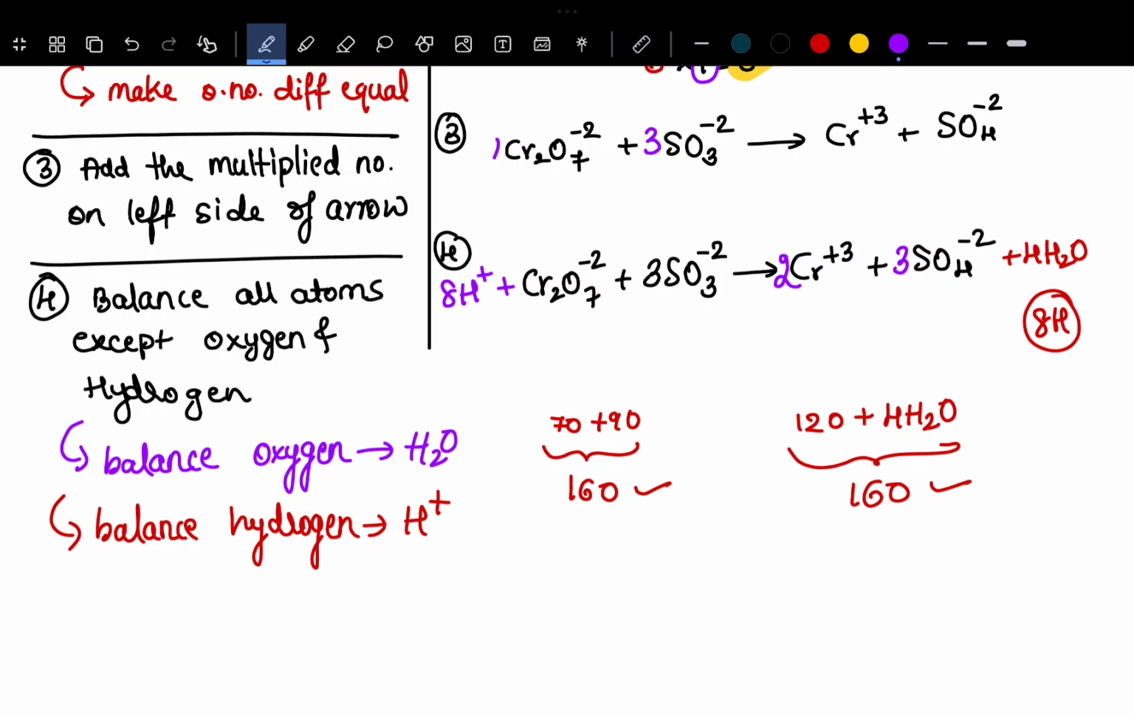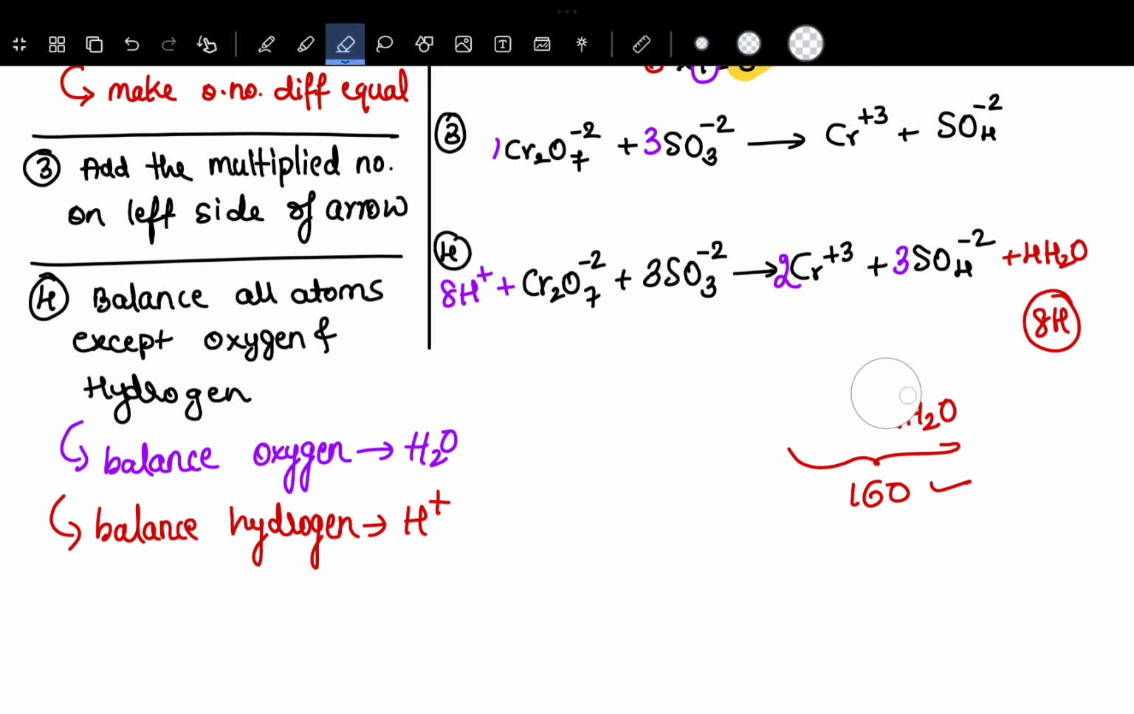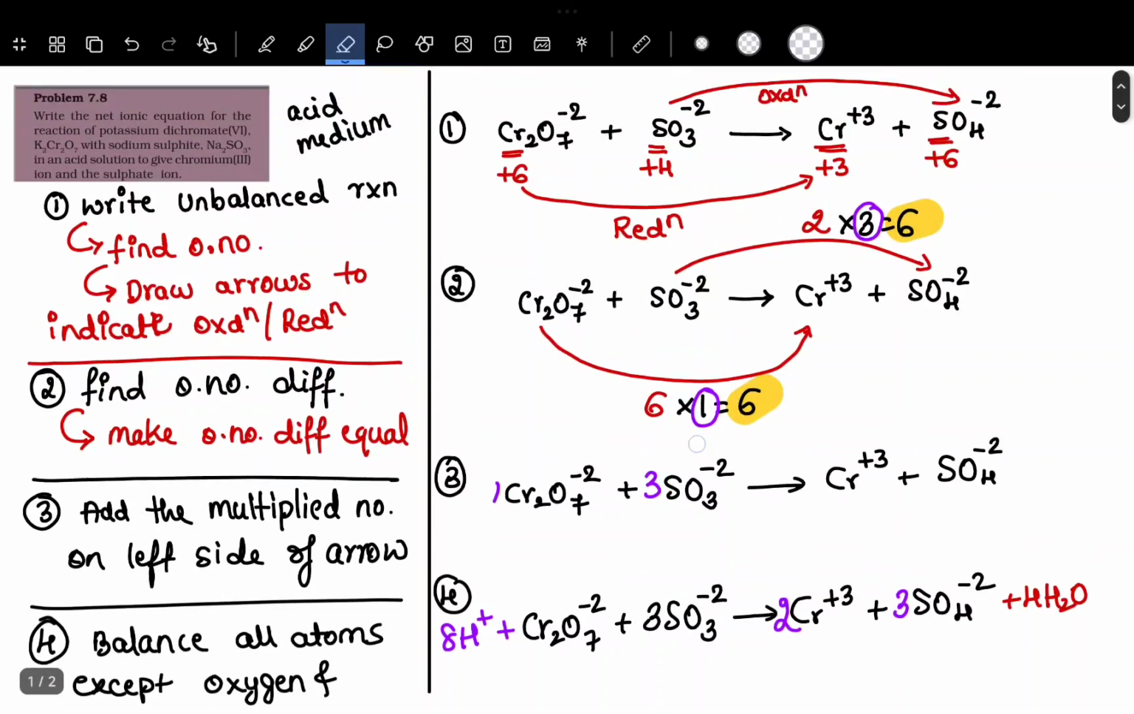So once this is done, this gives us the final balanced reaction in acid medium. Alright, so if you see here 8 hydrogens balanced, 2 chromium balanced, oxygen total 16 balanced, sulfur 3 balanced. So all the atoms are balanced. Alright, so this is the final balanced redox reaction in acid medium by oxidation number method. Alright, so I hope it is clear.